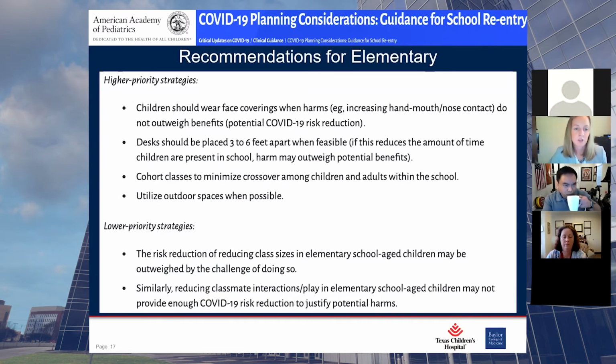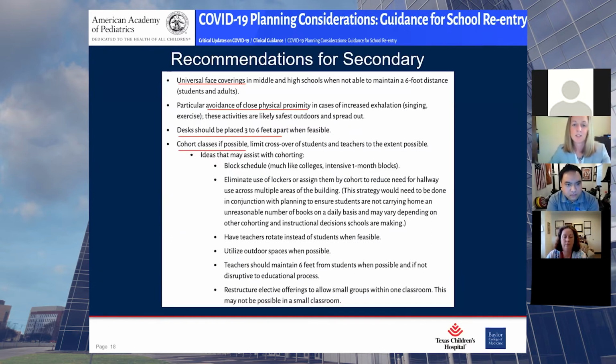With elementary students, again, if they can wear face coverings, if you can keep them 6 feet apart, particularly with their desks, cohort classes and use of outdoor space, again, is going to be the best approach for this age group. And then lastly, for the secondary school, which is your middle and high school, universal face coverings, avoidance of any close physical proximity, physical distancing, and cohorting, again, are going to be important.